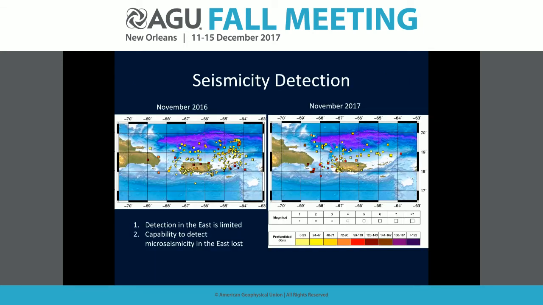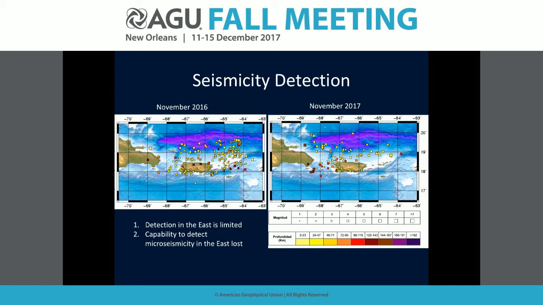And what this is due to is our detection. I'm going to show you two examples. On the left-hand side, this is November of 2016 versus November of 2017. The good news is for significant events, about 3.5 or larger, we still can see the events across our area of responsibility. And on the west side, in November 2017, you can see we're getting back to normal as far as our detections of micro-seismicity, small events. However, if you look on the east side, we've lost our ability to detect the microseismic events.